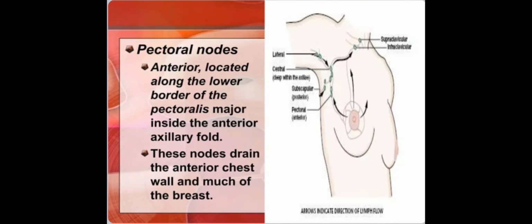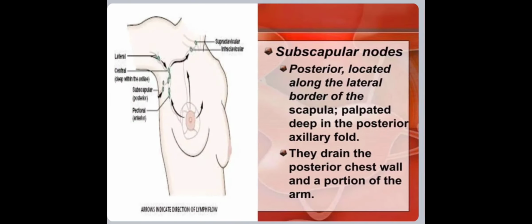Okay? So, the pectoral nodes are located along the lower border of the pectoralis major. That's why they're called pectoral nodes. They are close to our pectoralis major muscle, inside the anterior axillary fold, and these nodes drain the anterior chest wall and much of the breast. For the subscapular, it is located posteriorly, along the lateral border of our scapula. Here is our scapula, palpated deep in the posterior axillary fold. They drain the posterior chest wall and a portion of the arm.